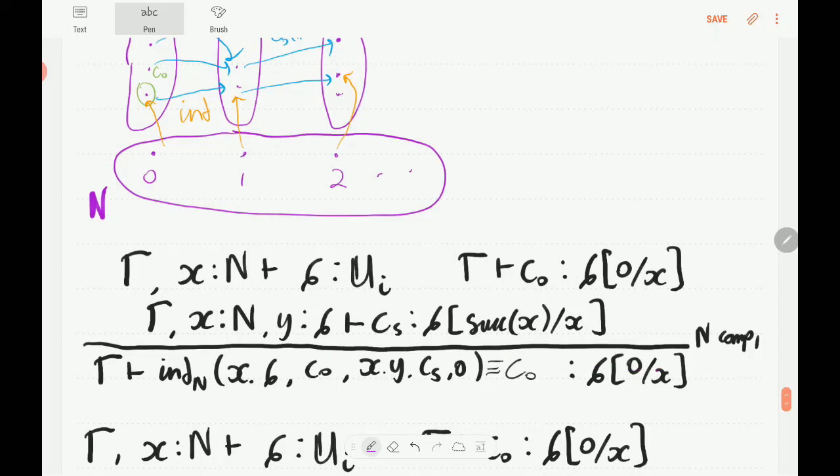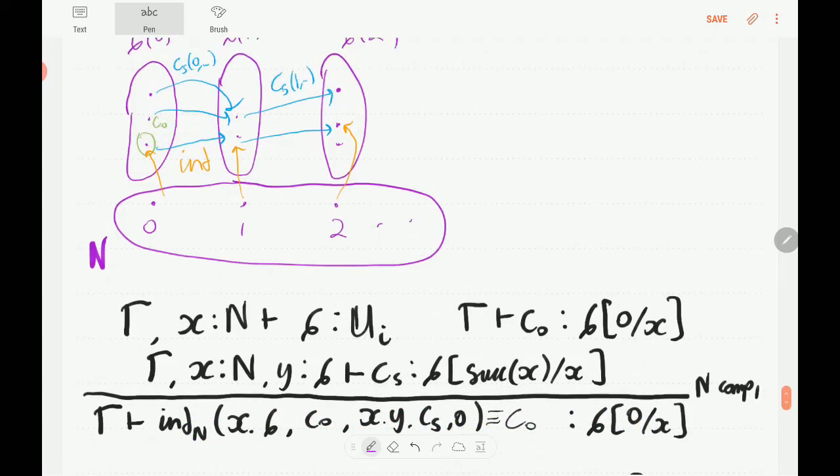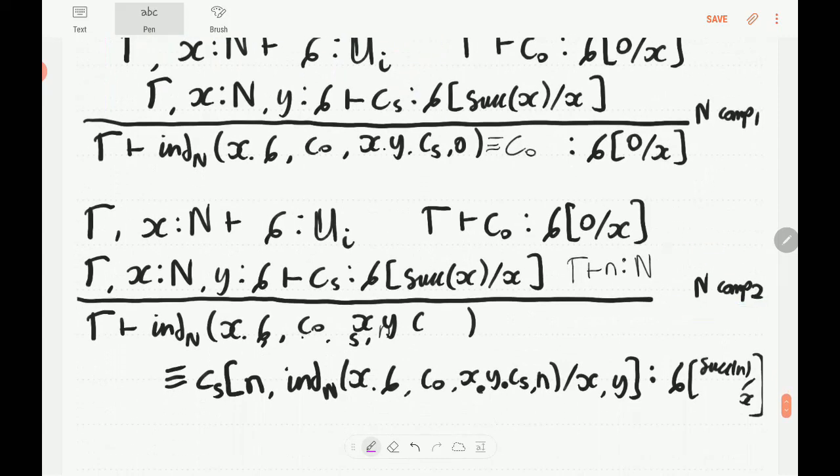So this first rule basically says that this induction function that we make, at time zero, gives us back the starting point z0. And the second part of our computation rule says that at time n, the value that this induction function sends the successor of n to is going to be the result of doing the update function on the value that it sends n to.